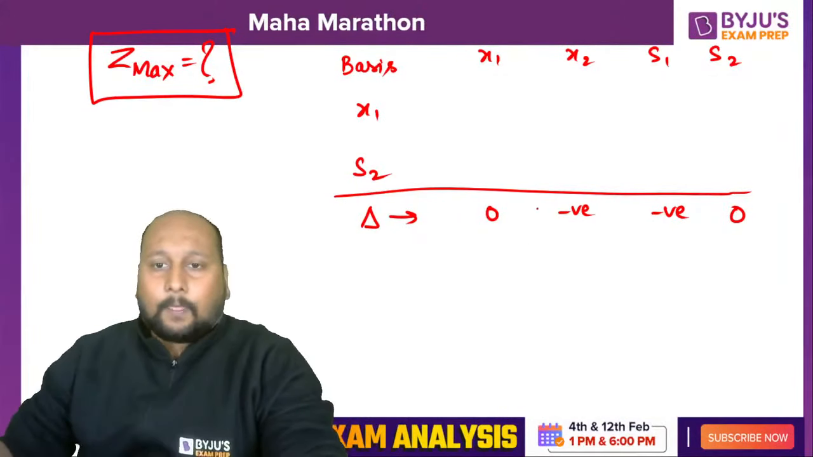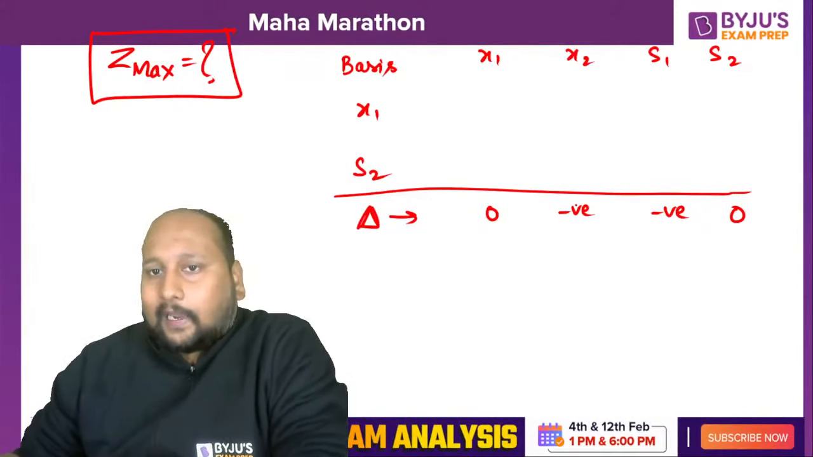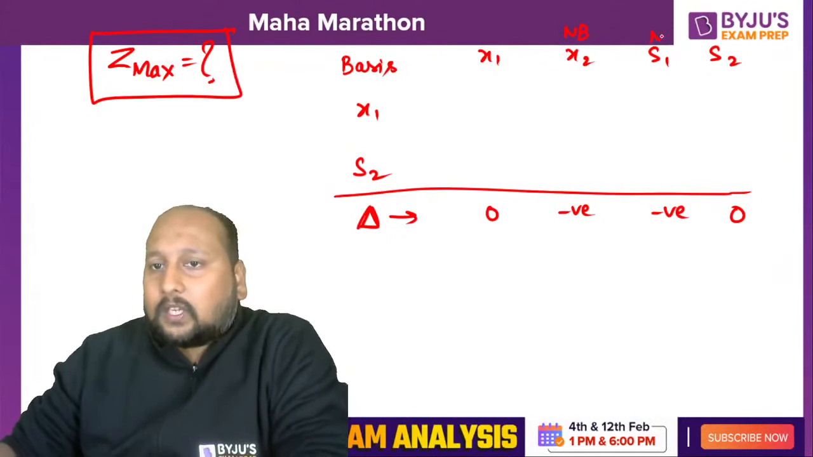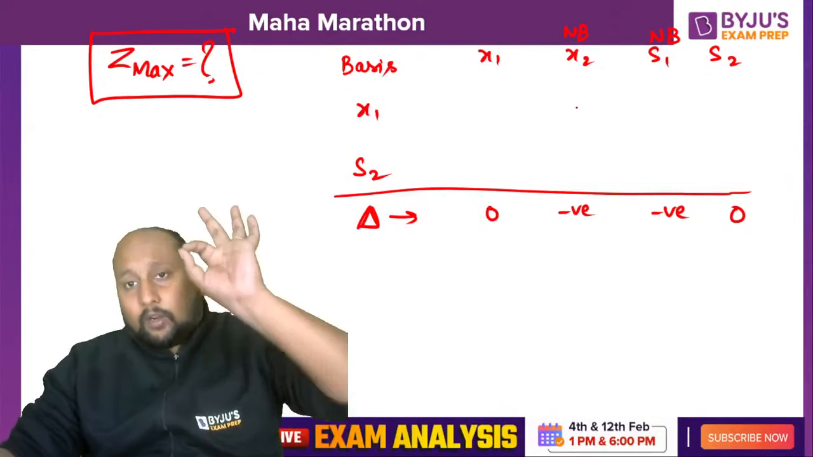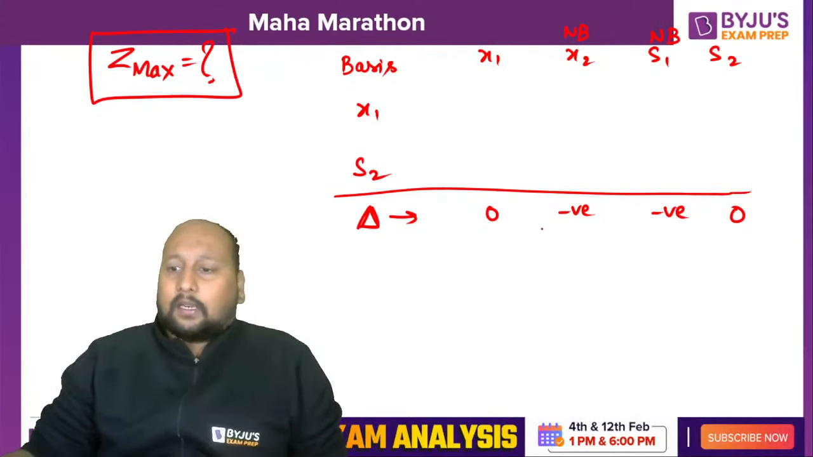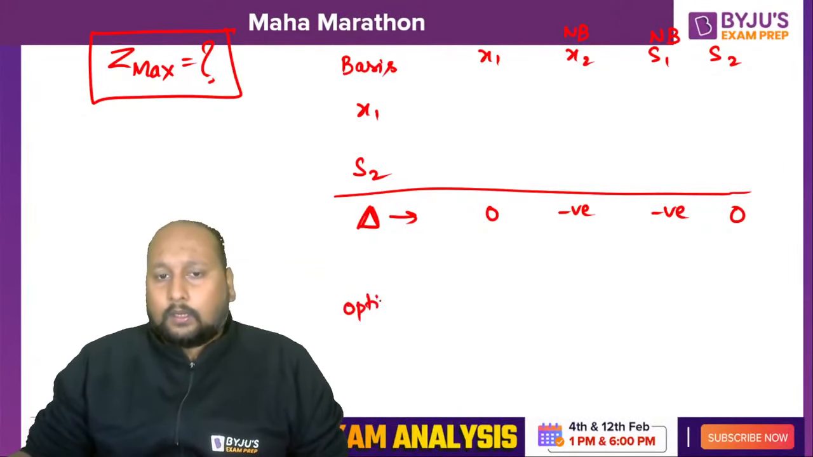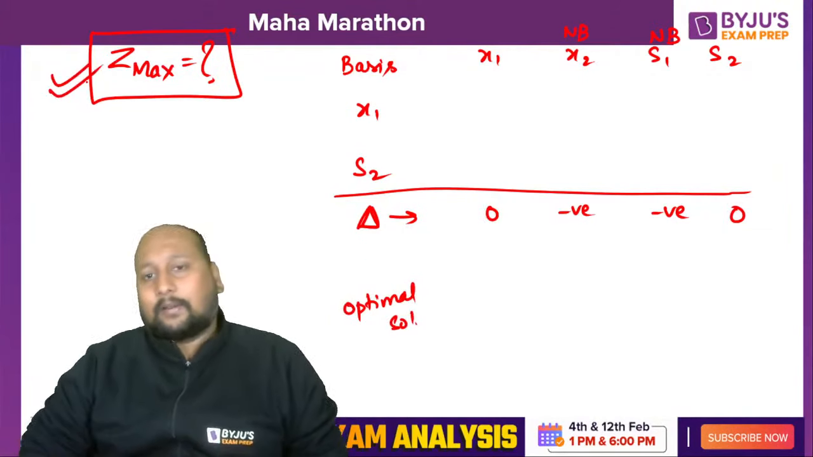It's very easy because the delta value is negative. This is the non-basic variable, this is the non-basic variable. We always try to identify the delta value of the non-basic variable. If the non-basic variable has a negative delta value, that means this system is optimized. This is an optimal solution because I'm talking about a Z max.